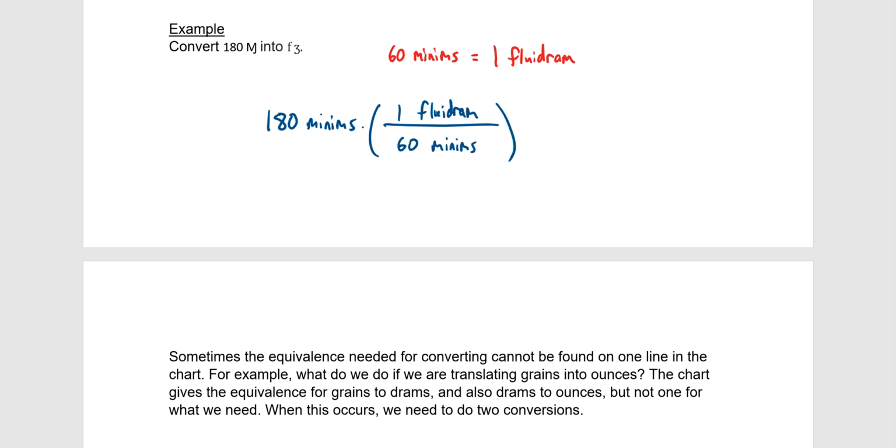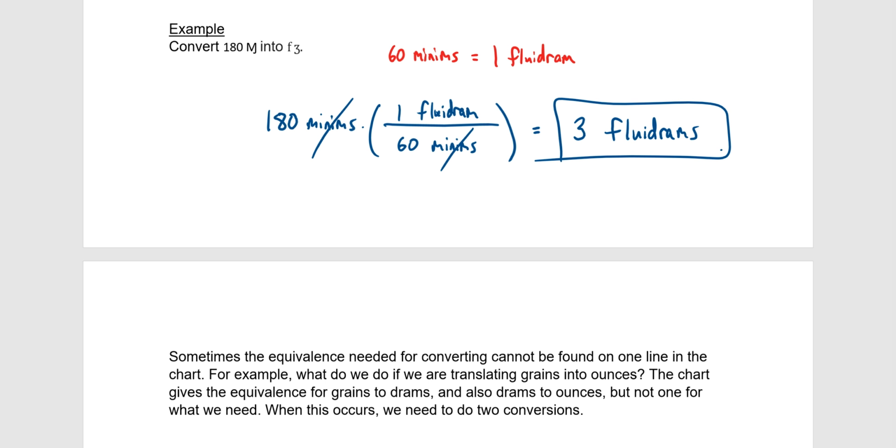So when we multiply these together, the minims cancel, and we're left with 180 times 1 divided by 60. 180 divided by 60 is 3. So we're left with 3 fluid drams. And that would be our answer.